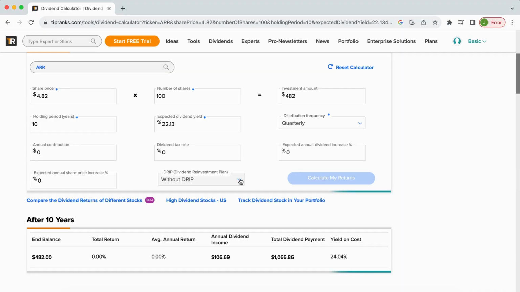So we put in ARR. You can do this with really any stock. It's going to calculate the share price, and this is pretty much real time. That's what I really like about this calculator. And we can go ahead and change our investment amount to say $20,000.